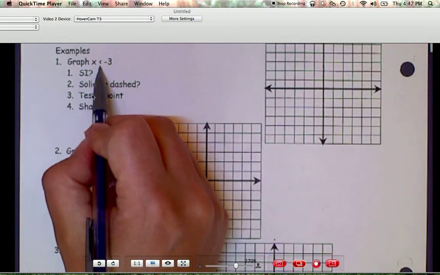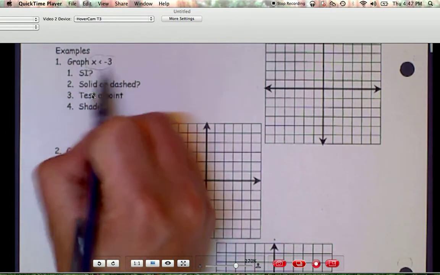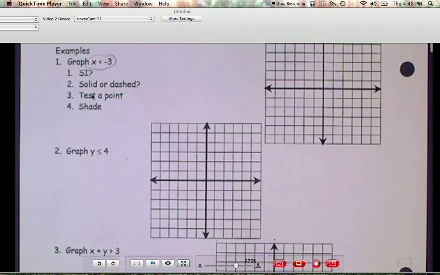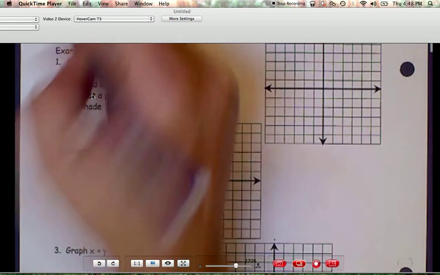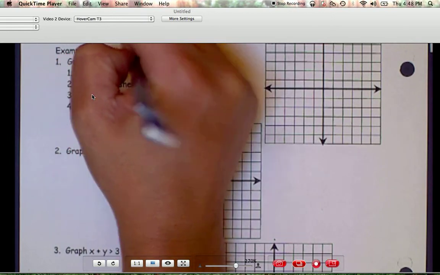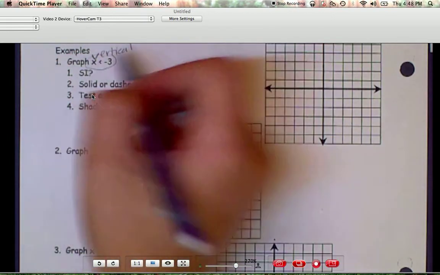Graph x is less than -3. What do you notice right away? There's only one variable. What kind of line is this if it has an x? Remember, we can slide a v in top. We're looking for a vertical line. So a vertical line, x is -3.